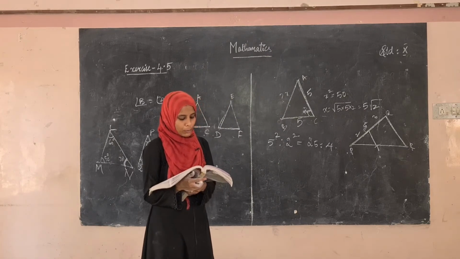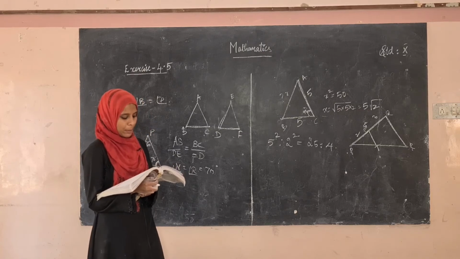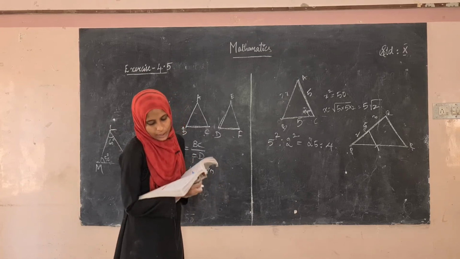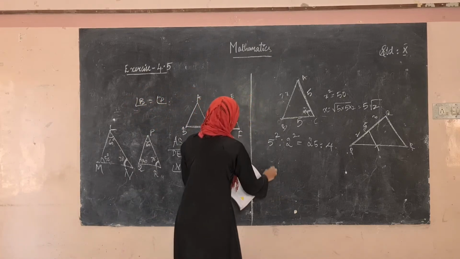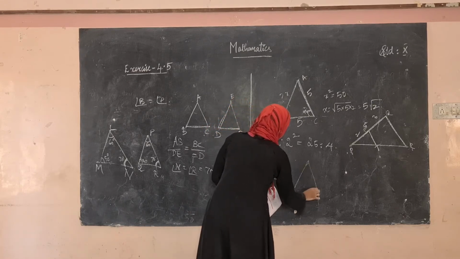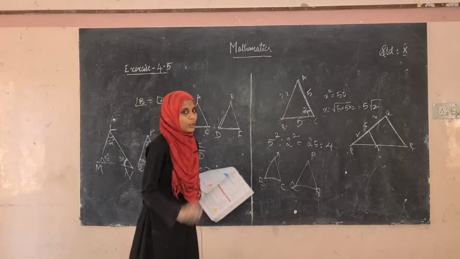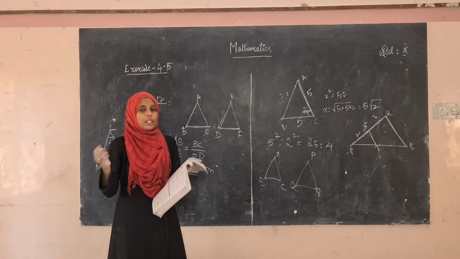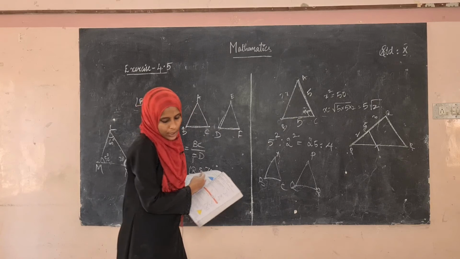The perimeters of two similar triangles, triangle ABC and triangle PQR, are 36 and 24 cm respectively. If PQ is equal to 10 cm, find the length of AB. So they have given two triangles ABC and PQR. The ratio of the perimeters is equal to the ratio of their corresponding sides, not the square. For area only, the ratio of their areas is equal to the ratio of the squares of the corresponding sides.